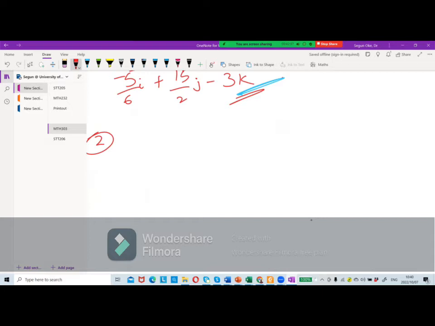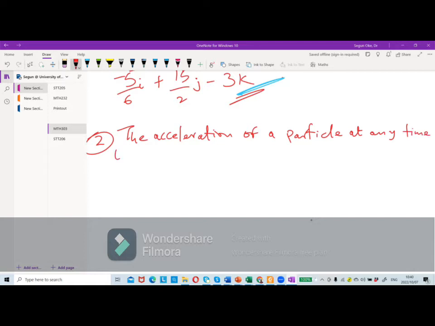In this case, we'll be talking about acceleration and fluid. The acceleration of a particle at any time t, t greater or equal to 0, is given by a equals dv over dt equals 12.